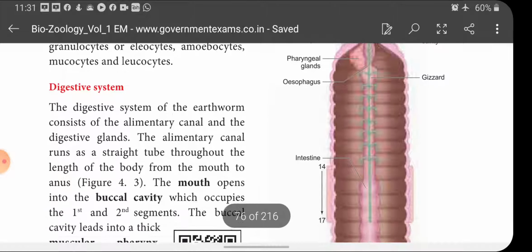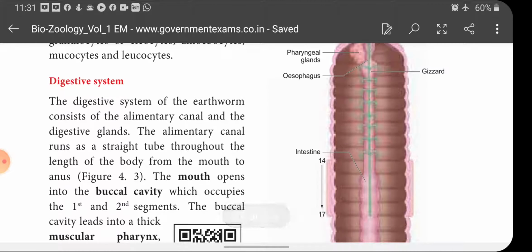The digestive system of the earthworm consists of the alimentary canal and the digestive glands. Like us, the earthworm also has a digestive tract and accessory glands called digestive glands. The alimentary canal runs as a straight tube throughout the length of the body from the mouth to the anus.